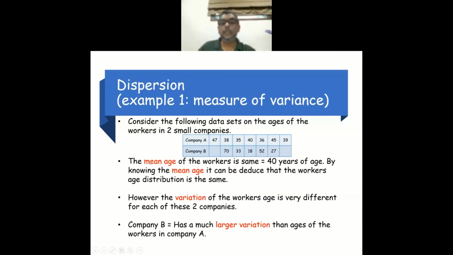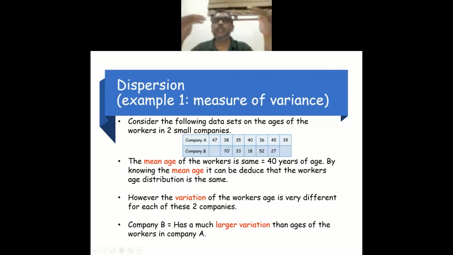Okay. So the mean age of workers is the same. So kalau kita tengok purata dia sama, 40. By knowing the mean age, it can be deduced that the workers' age distribution is the same. Okay. However, the variance of workers is very different between the two companies. Company B has much larger variance than the age of company A.